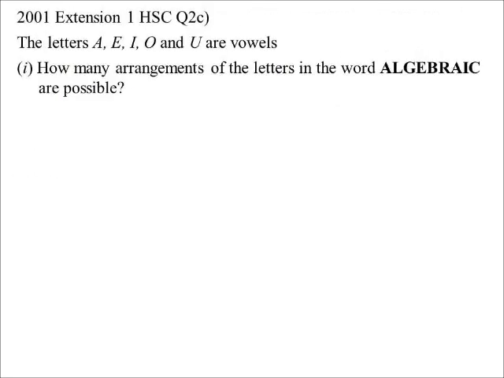All right, let's look at an HSC one. And now, in the HSC, they assume nothing. So they tell you the letters A, E, I, O, and U are vowels. How many possible arrangements have we got? Algebraic. 9 letters, so 9 factorial. 2 A's, so we'll divide by 2 factorial.